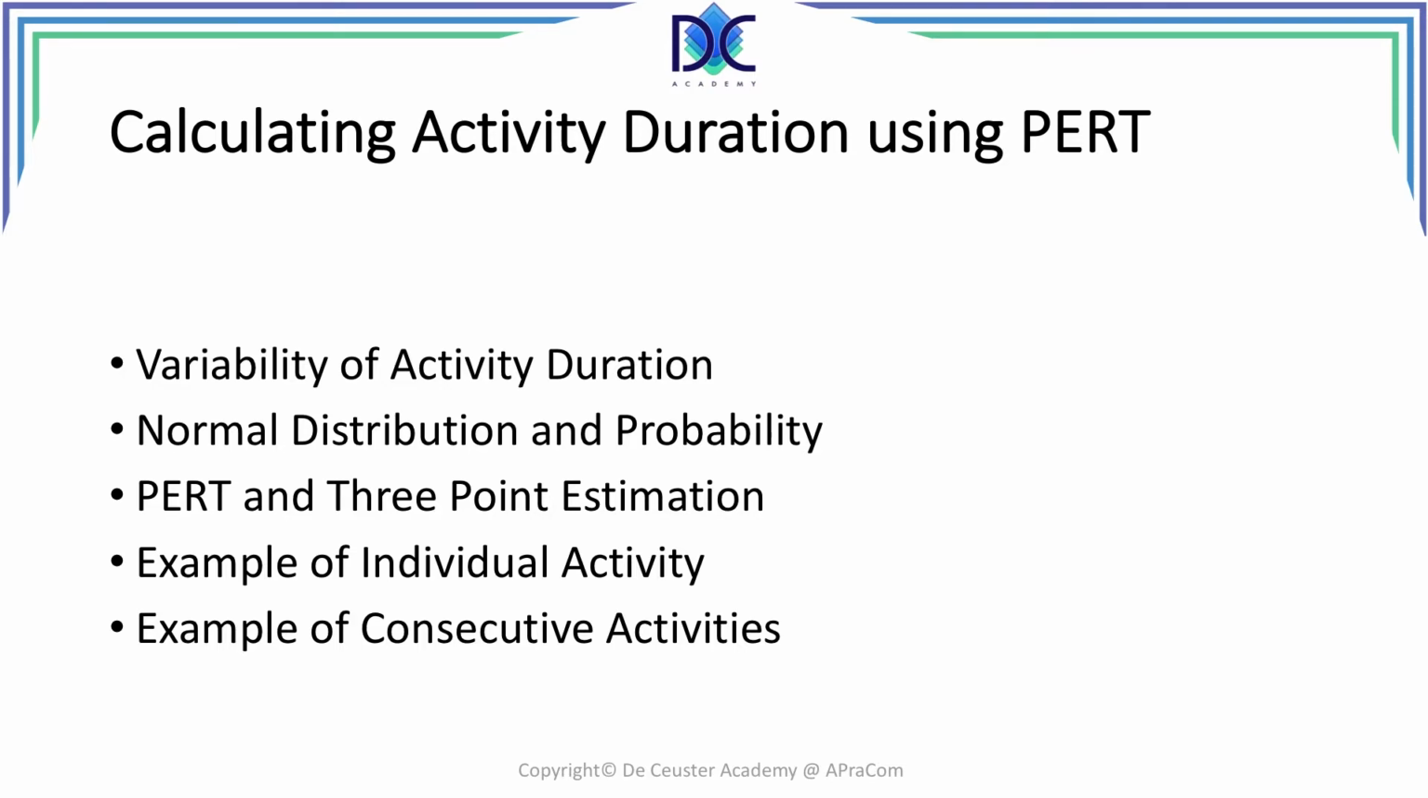The normal distribution is also called the Gauss curve or the bell curve. The techniques we can use to calculate the statistical parameters of activities are PERT, Program Evaluation and Review Technique, and 3-point estimates. At the end of the session, we will have some examples how to calculate the expected duration and the standard deviation of an activity and how to apply this on a path of tasks or consecutive activities.